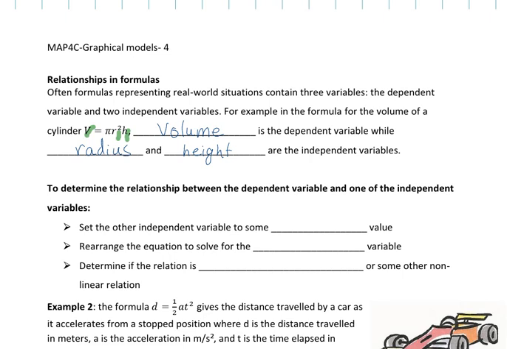Now, if you want to find what your volume is, you can just pick a value for your radius and a value for your height, and then you would know what your volume is, right? So to determine the relationship between the dependent variable and one of the independent variables, you're going to set the other independent variable to some constant value.